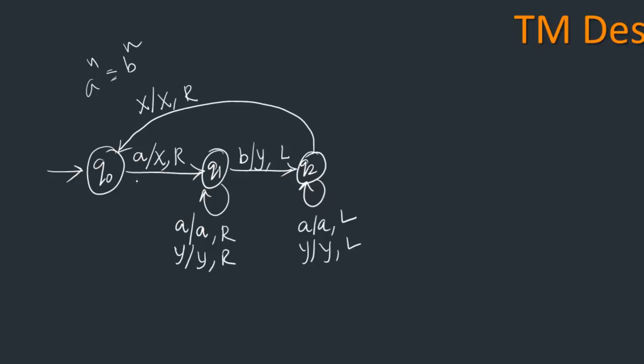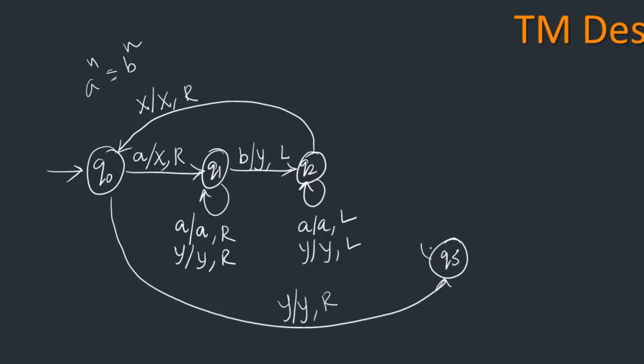Unless you see a Y, what does it mean? All A's are over. So when you see a Y on your input stream, move towards the right and enter into a new state called Q3. Here you have to skip all Y's and keep moving towards the right.